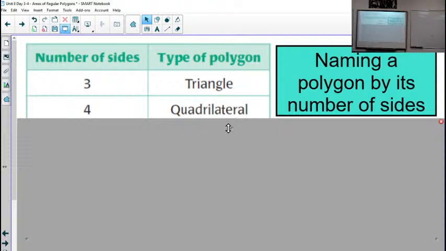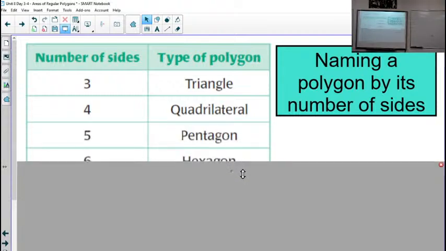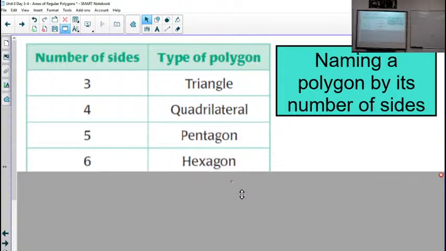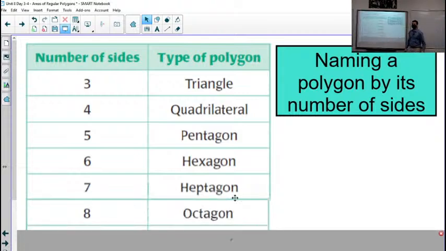5. What is it? Pentagon. 6. Hexagon. 7 is a heptagon. 8. Octagon. And then I'll go ahead and show you the rest.